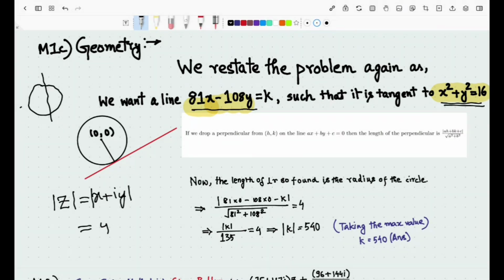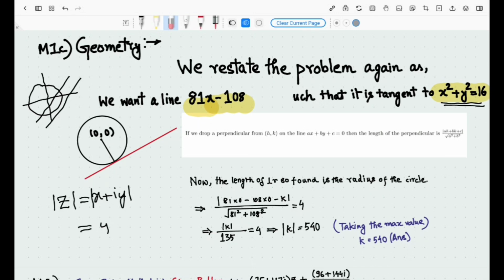Let's say this is the circle given to us, and there are infinite number of lines that will be cutting it parallelly, right? If I change the value of k, there will be infinite number of parallel lines, because the value of the slope doesn't change, it is the intercept value that changes, right?